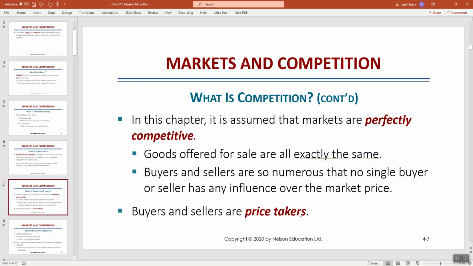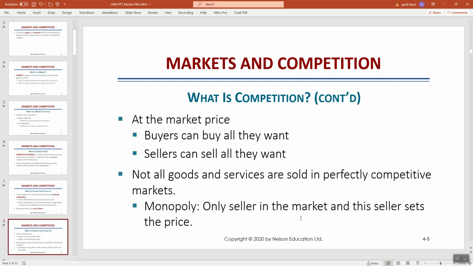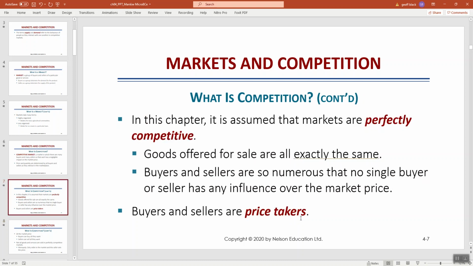Okay. Another condition that's not listed here, let me just check, is that we assume buyers and sellers have no barrier to enter or penalty to exit. Right. So in order for a market to be considered perfectly competitive, this would be yet another condition. It's not listed here on my slide, but you should take note of it.